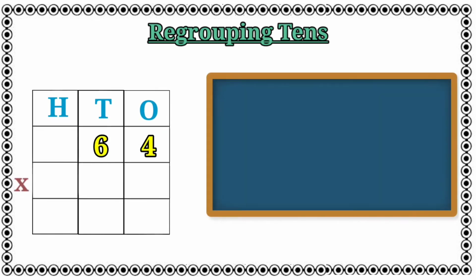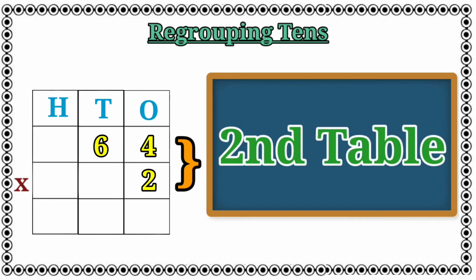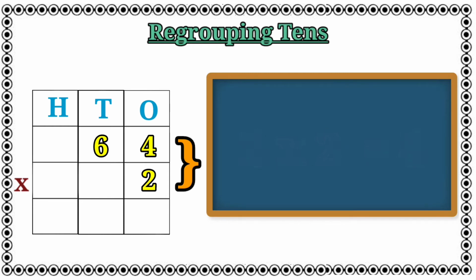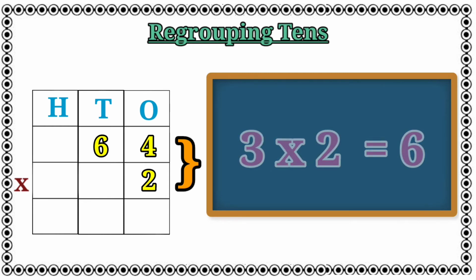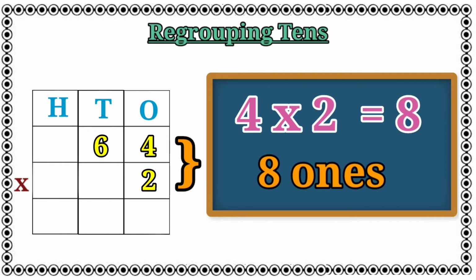64 into 2. Let's multiply the ones column. 4 into 2. Let's use the second table. 1 2 is 2, 2 2s are 4, 3 2s are 6, 4 2s are 8. Here 8 ones. Let's write the number 8 in the ones column.